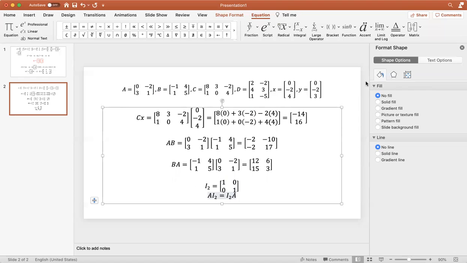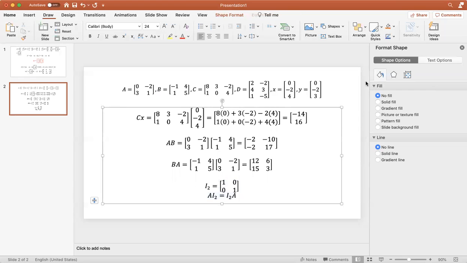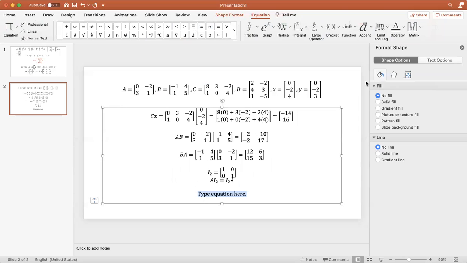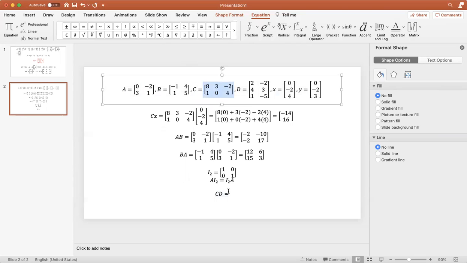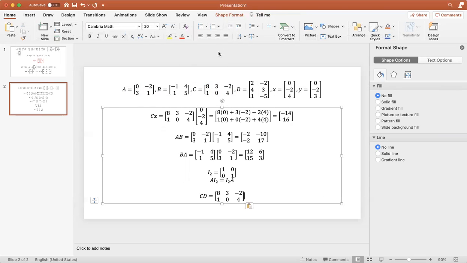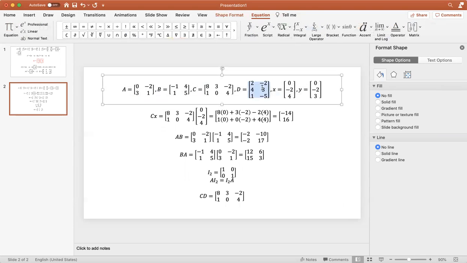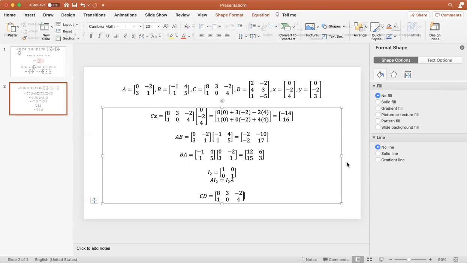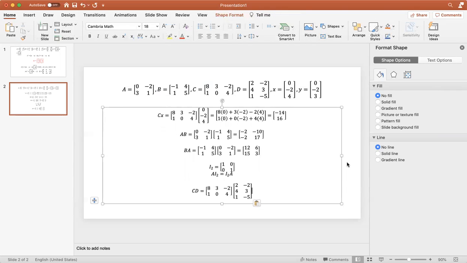Now what if you wanted to multiply C and D? CD would be equal to 8, 3, negative 2, times 2, 4, 1, negative 2, 3, 5. This is possible because the number of columns of the first matrix C matches the number of rows of the second. The number of columns must match the number of rows. You just have to remember that.